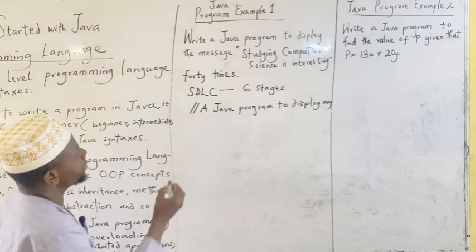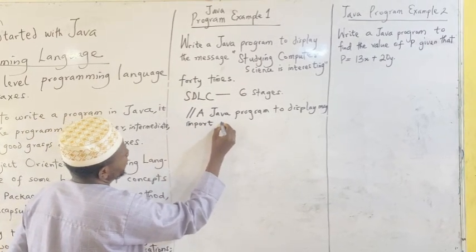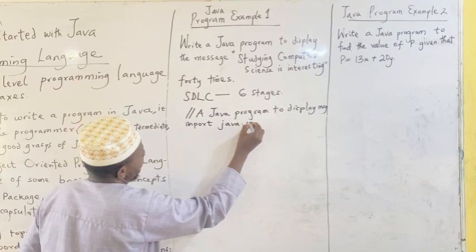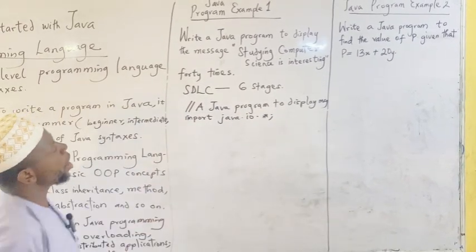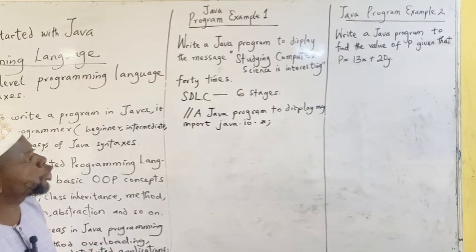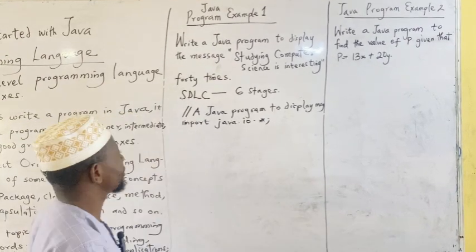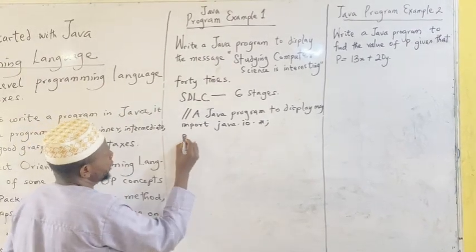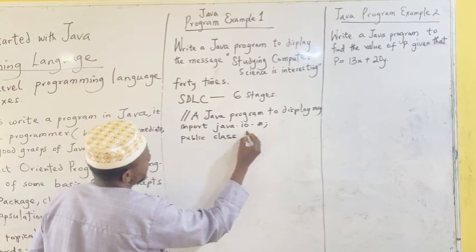The next thing is that I may make use of an import statement because I want to display. I can say import java.io.*. In subsequent videos, we'll be explaining all those. Having done that, the next thing I do is to choose a name for my program. The name chosen for the program is the main class. In this case, I want to call it public class Message1.